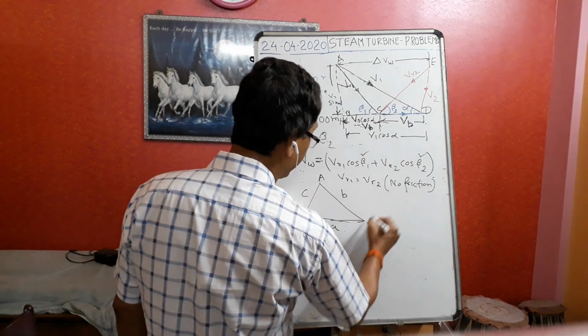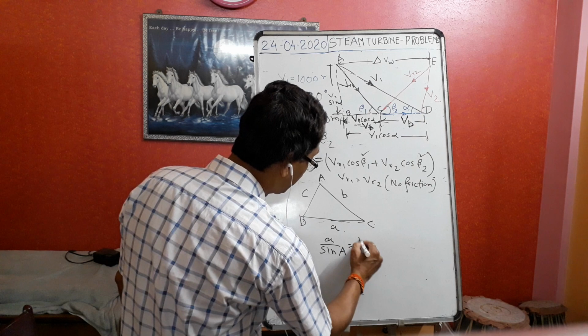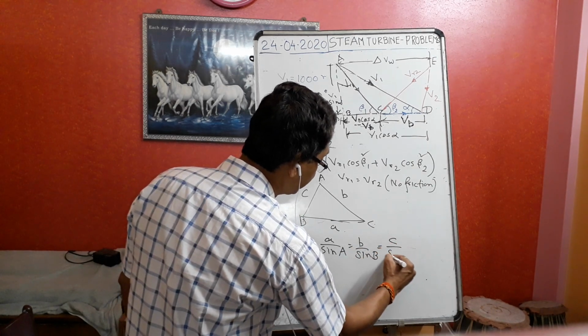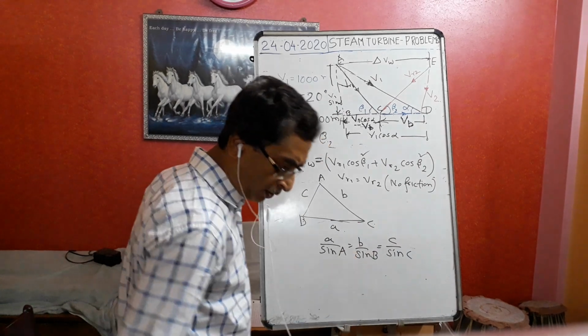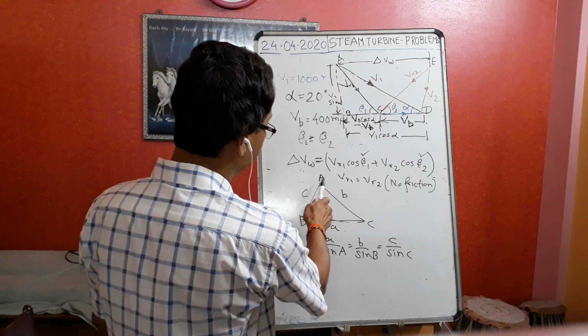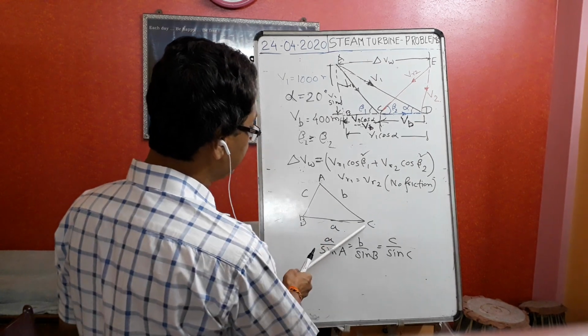Then what can we write? The sine law: a by sin A is equal to b by sin B is equal to c by sin C. This we are already familiar with. This is the sine law. That means in triangle ABC, this angle is angle A, this angle is angle B, and this angle is angle C.